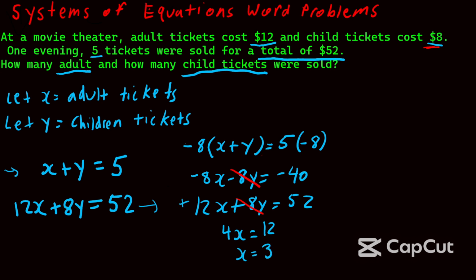And remember, how did I get this? We're just adding down. So x equals 3. Now, x is what? X is adult tickets. It's important to remember. So x is adult tickets. So we have 3 adult tickets.